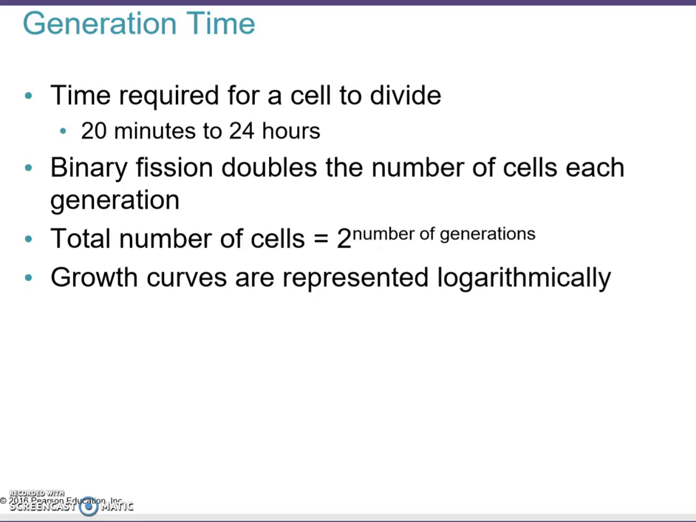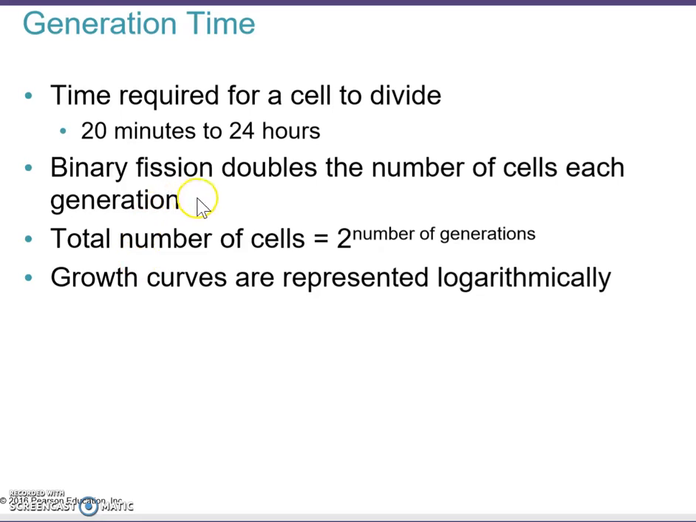So continue our discussion on microbial growth. Let's take a look at generation time. The good book gives a general guideline. The time required for a cell to divide is somewhere between 20 minutes to 24 hours. Pretty broad guideline. Under ideal conditions it can be even faster, and under not so ideal conditions it can be much longer than 24 hours. But it's a good place to start here.